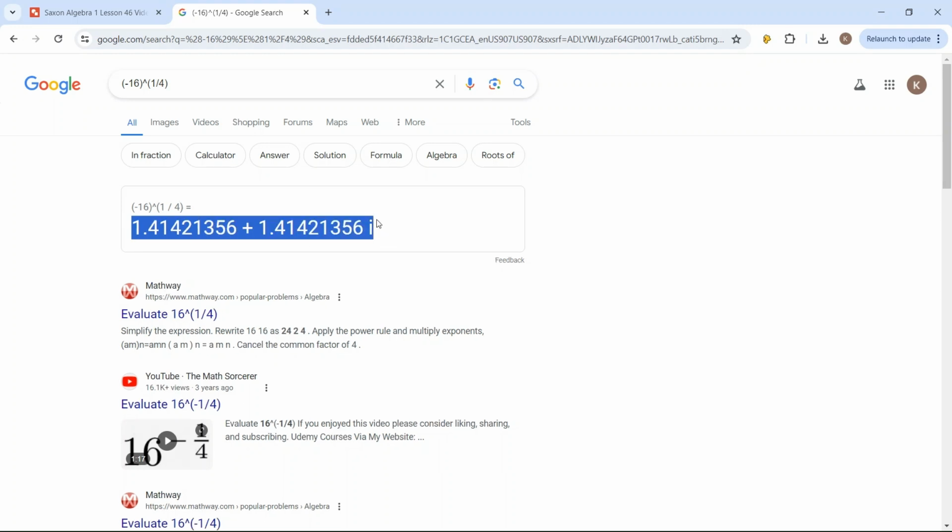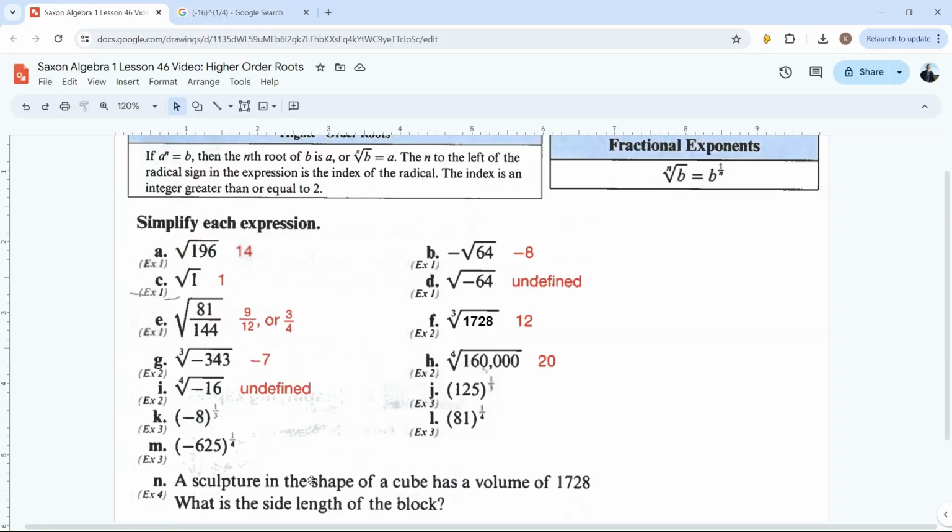Some calculators will just say undefined. Some are going to try to give you this really strange answer. We'll learn about this kind of an answer in pre-calculus class, so don't worry about that yet. Just know that if it's the even root of a negative number, it's undefined.